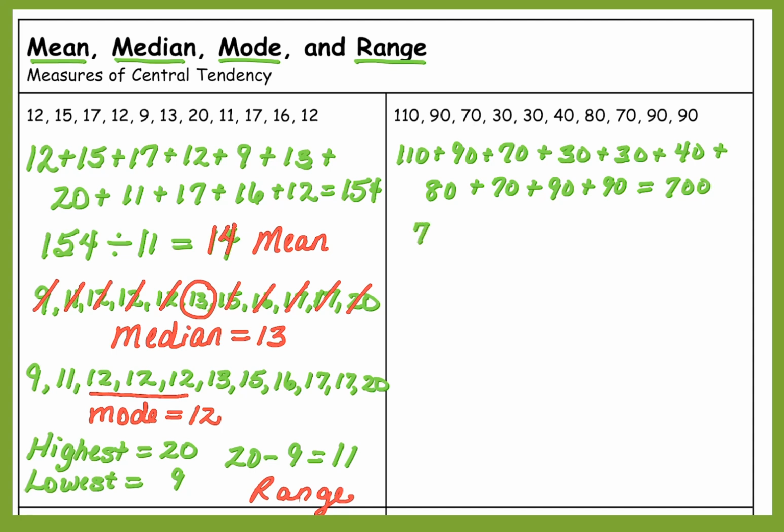So now we count the amount of numbers that we have and we divide that 700 by that. We have 10 numbers and 700 divided by 10 is 70. The mean for this problem is 70. Next, we find the median by putting our numbers in order from least to greatest.